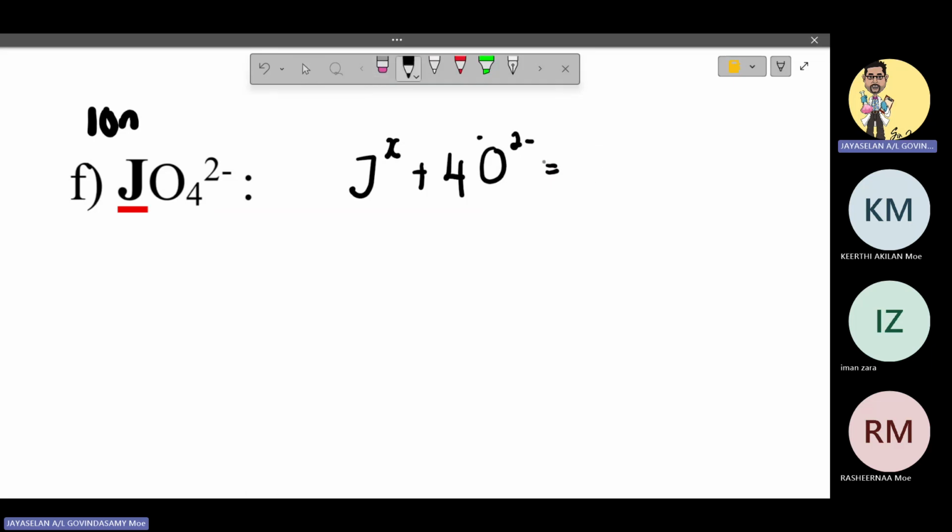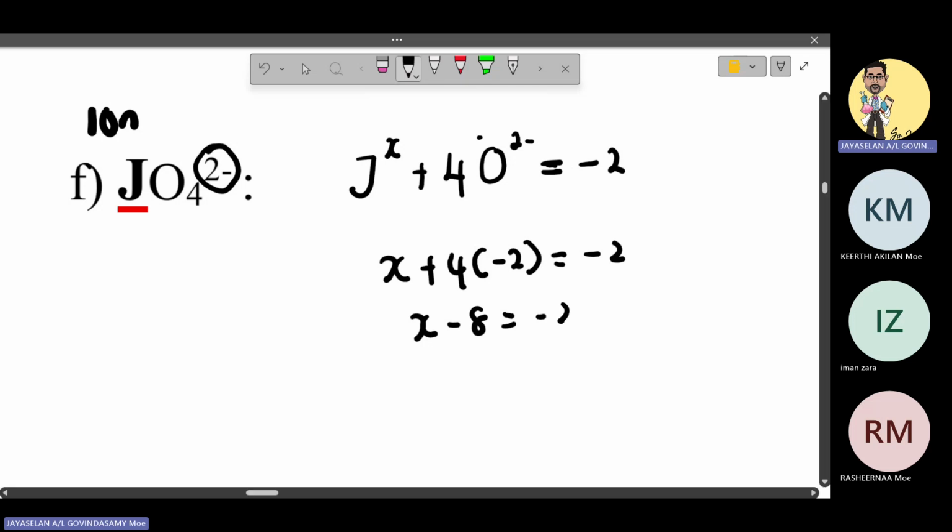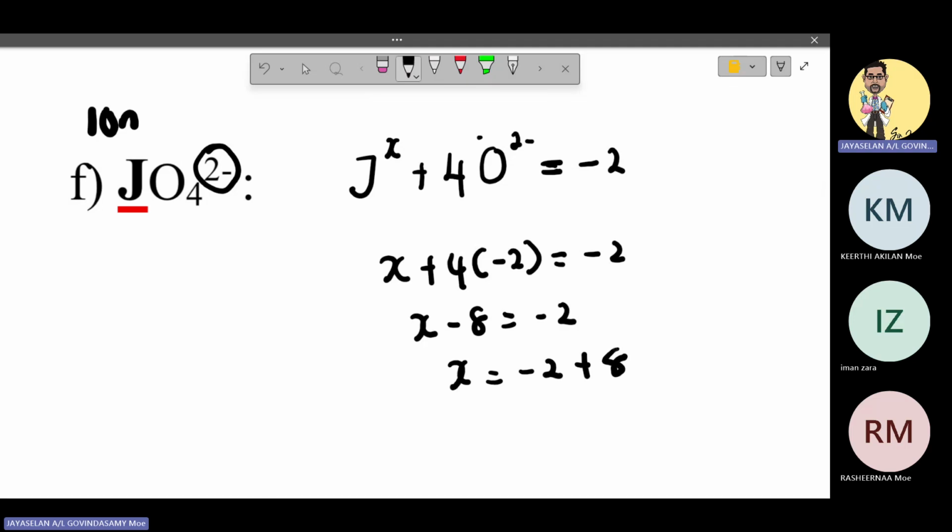This is ion. For ion sum up, you carry the charge. The charge value is how much? Negative 2, right? So negative 2. Okay, do like this, only for ion. Okay, after that, what do you do here? X plus 4 times negative 2, equals negative 2. X minus 8 equals negative 2. So X will be what? Minus 2 plus 8. So you will get positive 6. Any question? 2 marks, you know, 1 for this point, 1 for this point. For a structure question, objective is 1 mark.